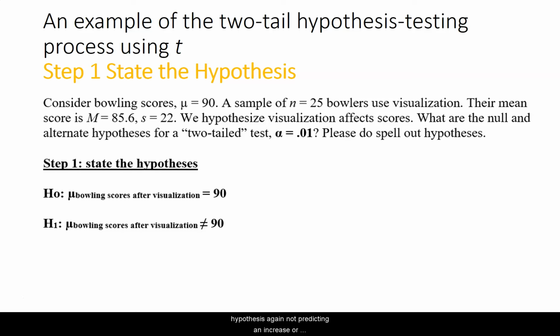So here's our old friend, the two-tailed hypothesis again. Not predicting an increase or a decrease, but just an effect. What are the null and alternate hypotheses for a two-tailed test, alpha of .01? Holy cow, that's stringent. Well, as you can see, I go down to the null hypothesis, and it just says, wow, visualization doesn't do anything. It doesn't affect scores at all, so therefore I would expect the mean to be 90.